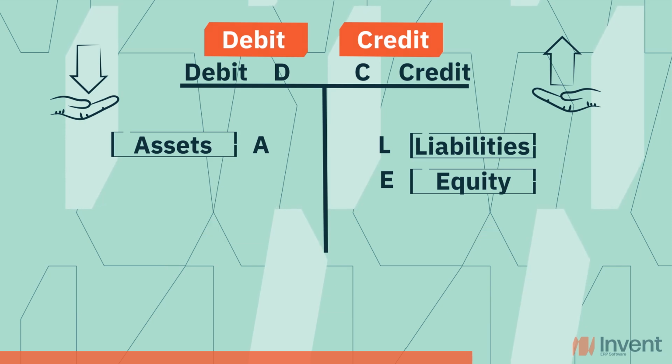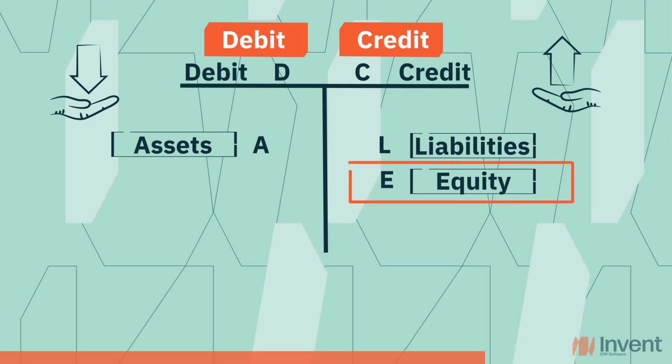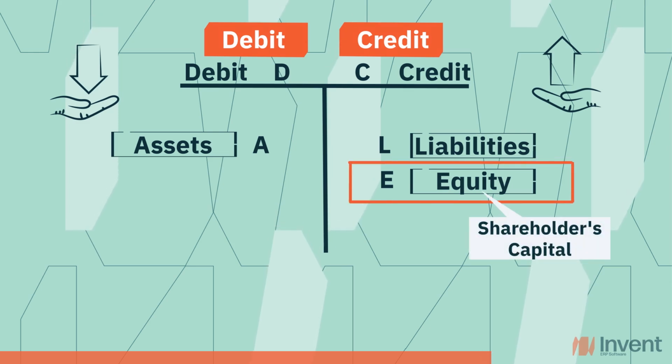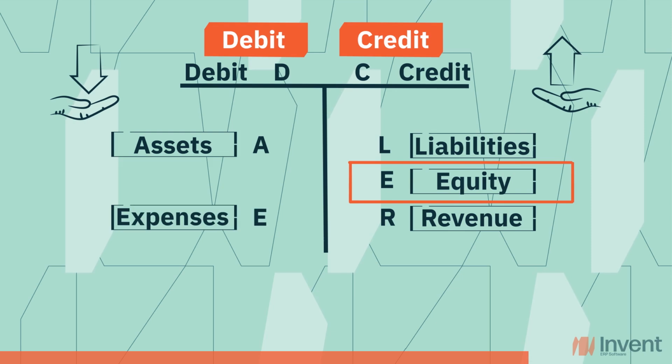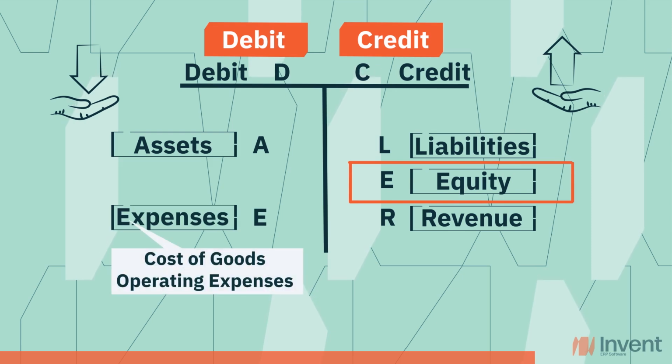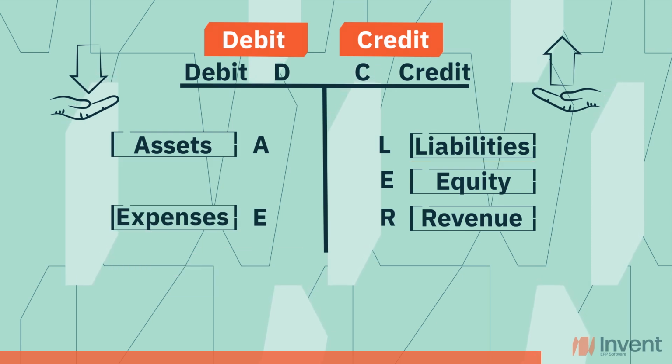Now for the second half of DC, ADELER, focusing on the E for equity, also known as shareholders' capital, the amount owed to shareholders. Revenue, the main driver of income, has a normal credit balance since earning revenue increases equity, benefiting shareholders. However, to generate revenue, companies incur expenses like cost of goods sold and operating expenses. The normal balance for expenses is a debit since incurring expenses reduces equity, impacting shareholders negatively.